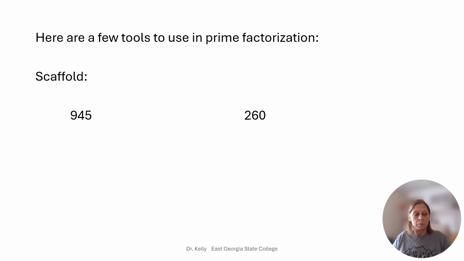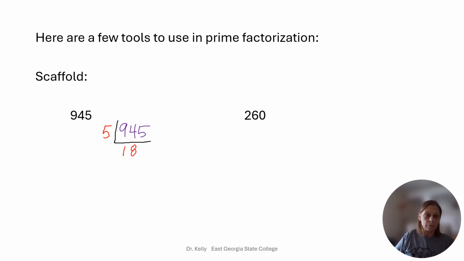So the first and probably the most used one is something that's called the scaffold. And what we do here is we start off with our 945. It's kind of like that upside down long division mark, and we're going to put a little box around that. And we're going to choose a number that goes into 945. Well, we know for sure 5 goes into 945 from the divisibility rules. And when we divide by 5, we're left with 189. And then we just keep on going down.